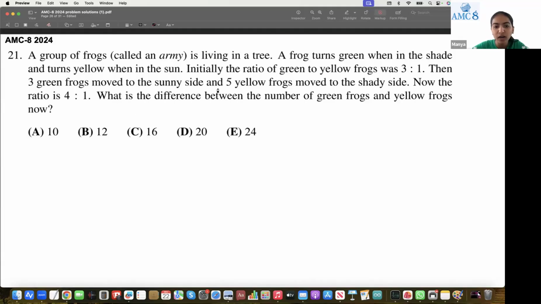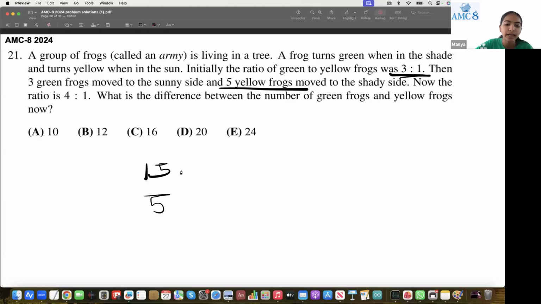So initially we had 5 yellow frogs. And if they want to move to the shady side, then first of all, they have to be there. We can't just move something that's not there to another part. So we need to start off with 5 yellow frogs in the shady side. And then we move those 5 into the sunny side. And the ratio should be 3 to 1. And so that would be 5 to 15.